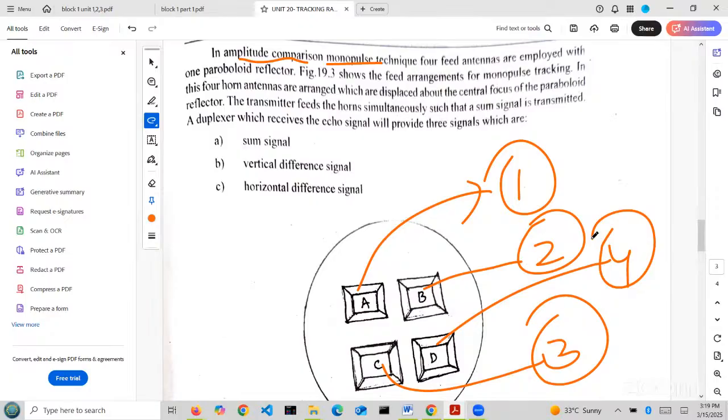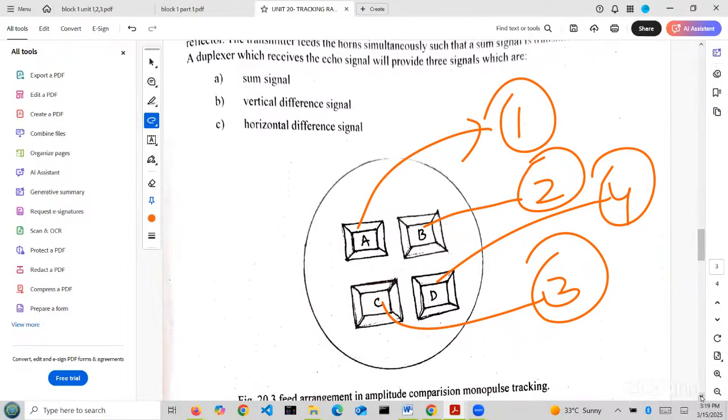The 4 antennas are placed and arranged in a paraboloid reflector. See, the 4 antennas are arranged displaced from the center. From these 4 antennas, a single pulse is produced. Suppose here is one single pulse. This is connected to A, this is connected to B, this is connected to C, this is connected to D.